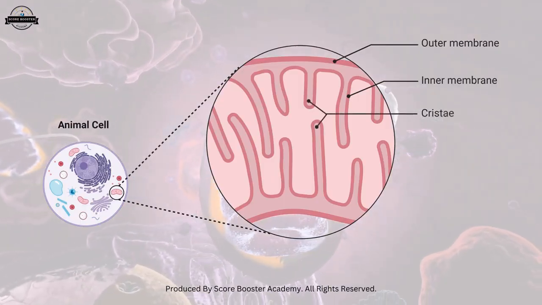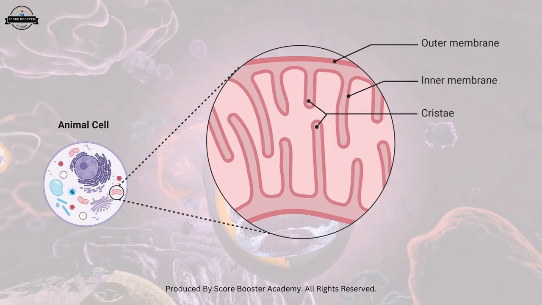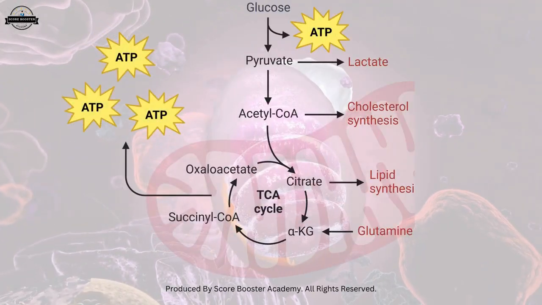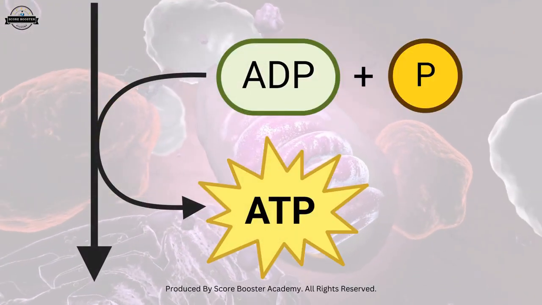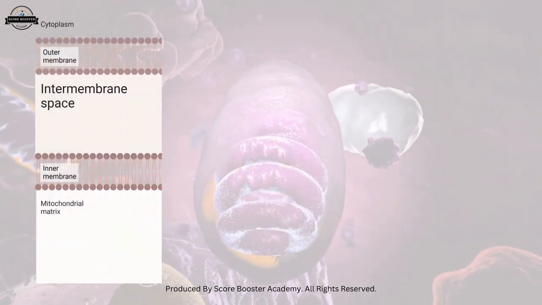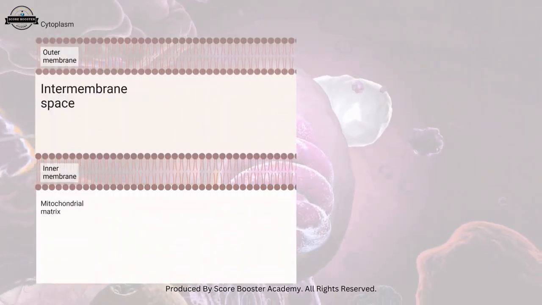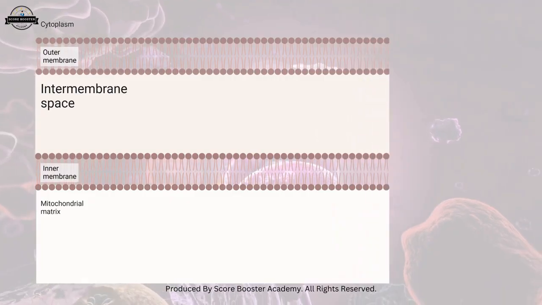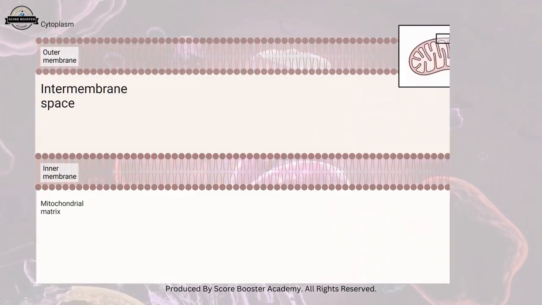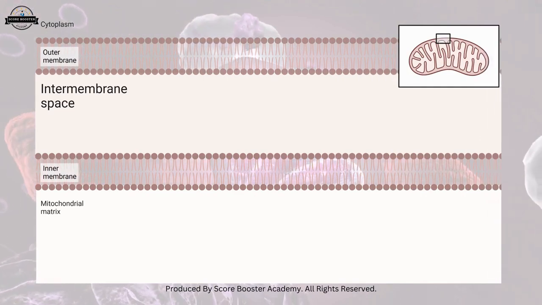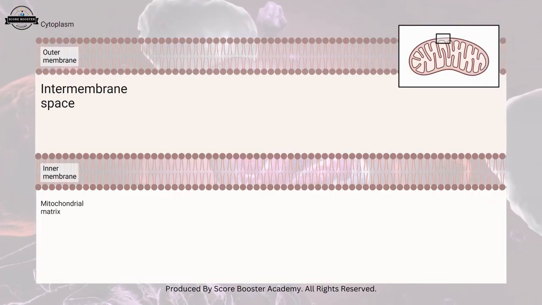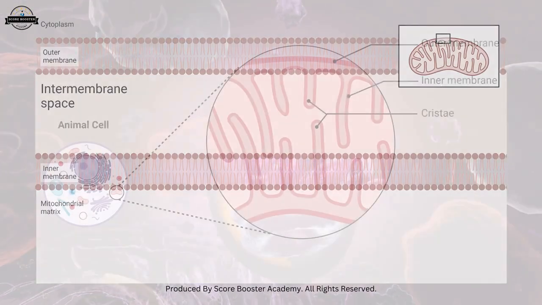These cristae increase the surface area of the inner membrane, providing more space for ATP synthesis and enhancing the efficiency of oxidative phosphorylation. The intermembrane space is the region between the outer and inner membranes. It contains a lower concentration of proteins compared to the matrix, but is rich in enzymes involved in lipid metabolism, including enzymes responsible for breaking down fatty acids.